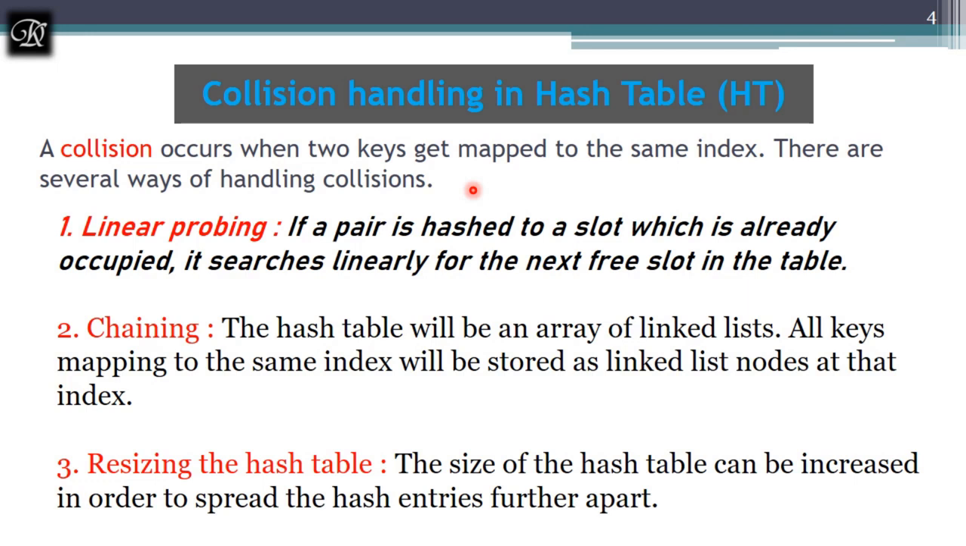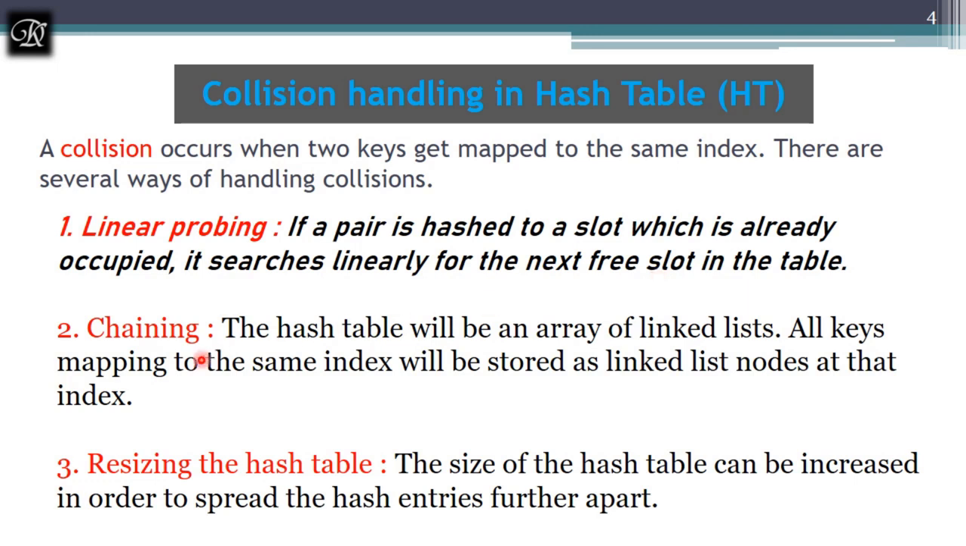To avoid this overlapping, to avoid this collision, we have many techniques. One is linear probing. If a pair is hashed to a slot which is already occupied, it means a collision occurred. It searches linearly for the next free slot in the table. If there is a free location, it is going to allocate that respective location for the key.